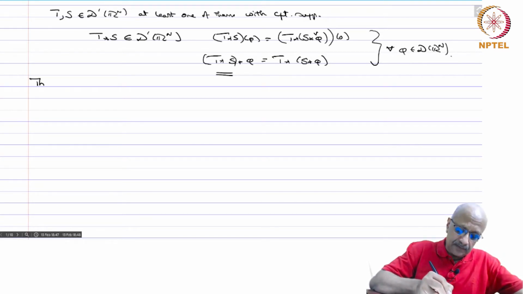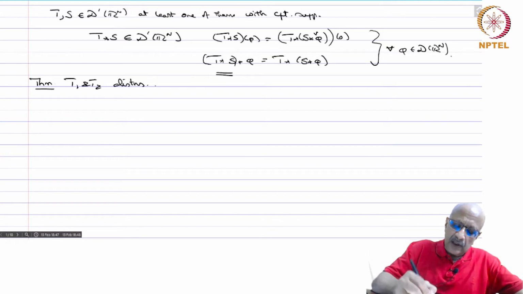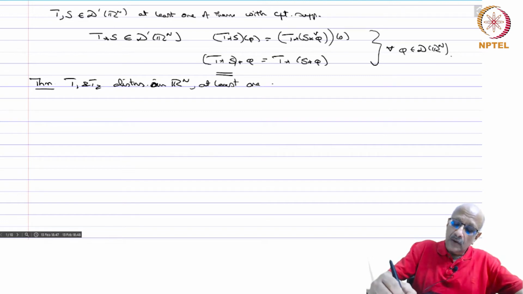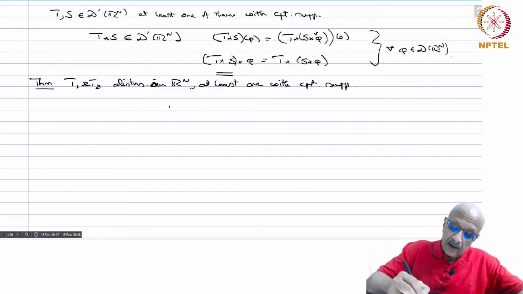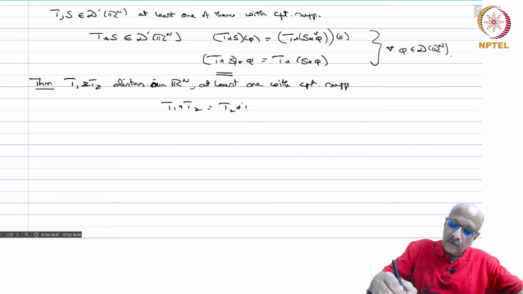the following theorem. So, T1 and T2 distributions on Rn, at least one with compact support, then T1 star T2 equals T2 star T1. So, you have commutativity. So, this is the first part.